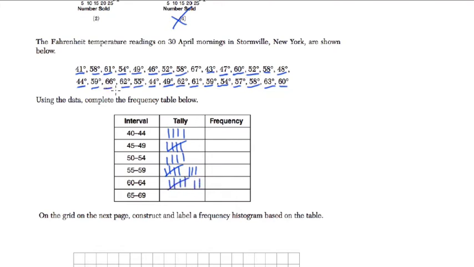65 to 69 is 1, 2. So 2, 7, 8. Although now I'm worried, I thought I said 9 there, but we'll go back. 8, 4, 5, and 4.